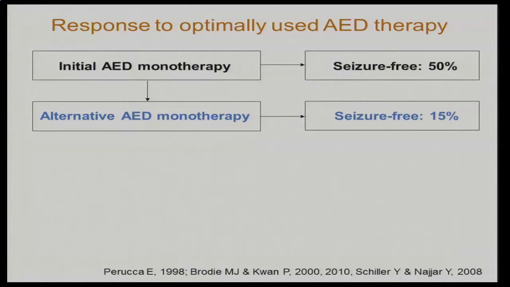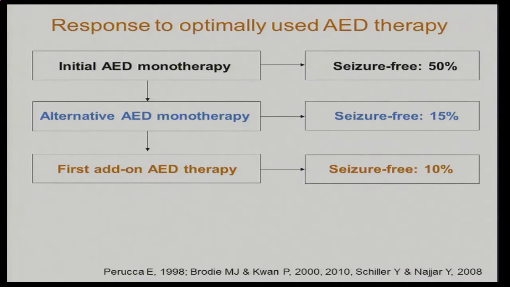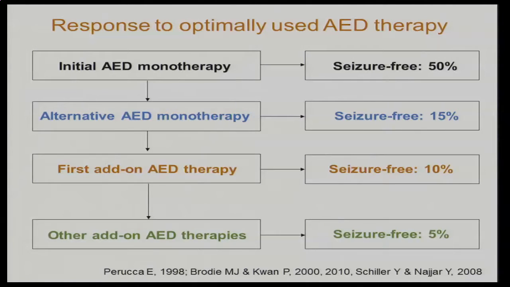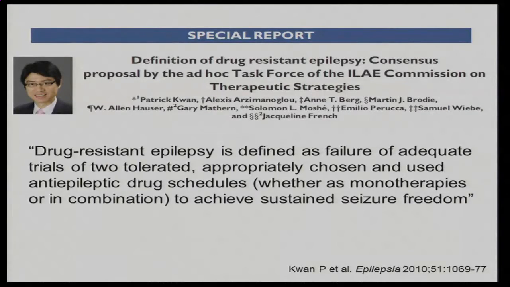Those who fail the first anti-epileptic drug and are placed on a second monotherapy have a 15% chance of becoming seizure-free. If they fail the second drug, the chances drop to 10%. And any subsequent treatment you give has only a 5% chance of controlling seizures, which means that patients failing the first 2 drugs they ever try, provided that they are appropriately chosen drugs, have only 5 to 10% chances of having their seizures controlled. But this also takes us to what we define as drug-resistant epilepsy.